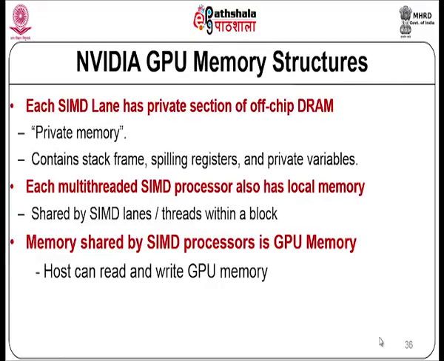And looking at the memory structures, each SIMD lane has a private section of off-chip DRAM, which is the private memory, which is used to contain your stack frame, spilling of registers and private variables. Each multi-threaded SIMD processor also has a local memory, which is shared by all the SIMD lanes or threads within the block. And the memory that is shared by all SIMD processors is the GPU memory, which the host can read and write.